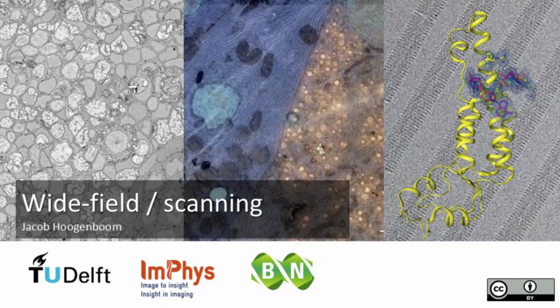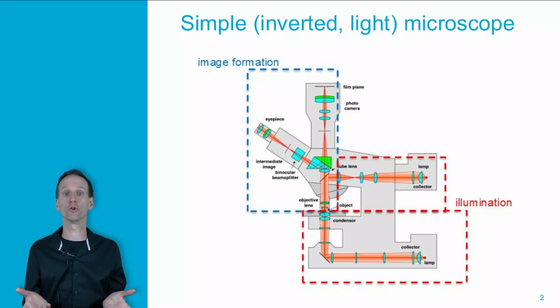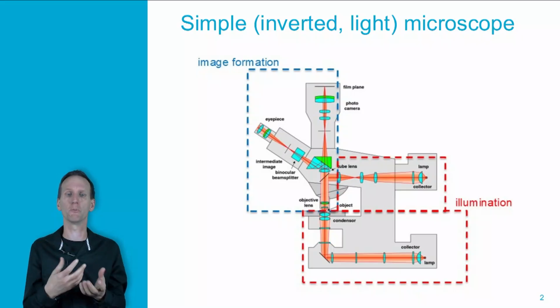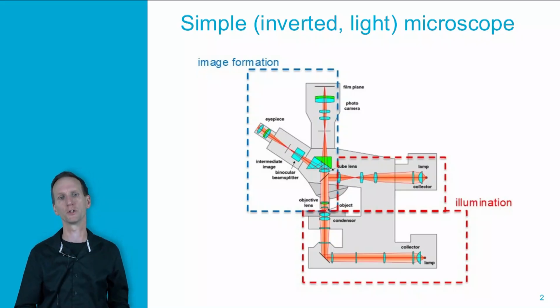So in this video we will look at the basic layout of a microscope and specifically the two main ways of illuminating the sample and collecting the signal to make the image. We've seen before that in any microscope design we can distinguish the source with the illumination part, which brings the illumination beam onto the sample, and the collection or image formation part, which collects signal from the sample and brings it to an eye or a camera to make the image.